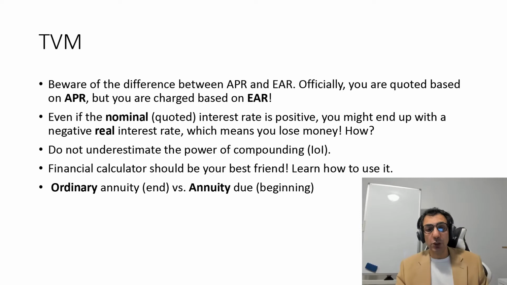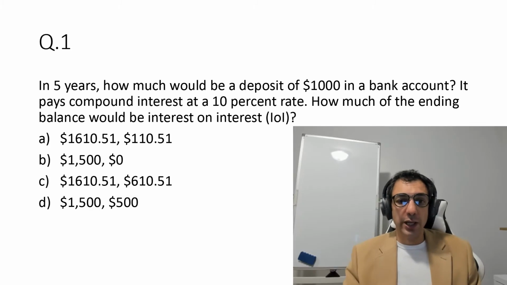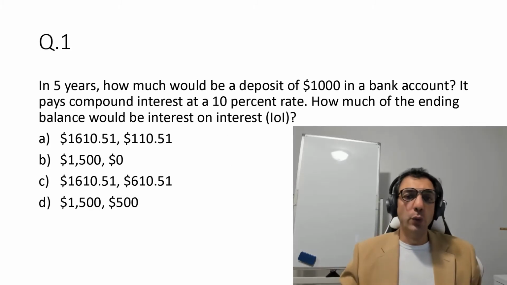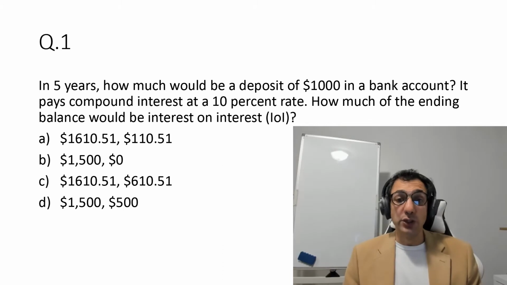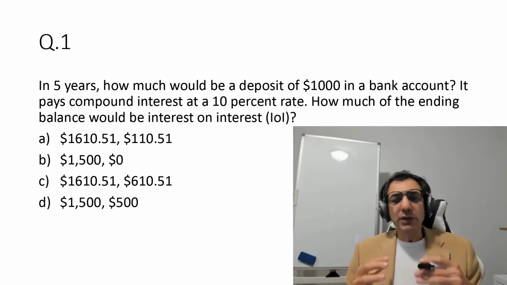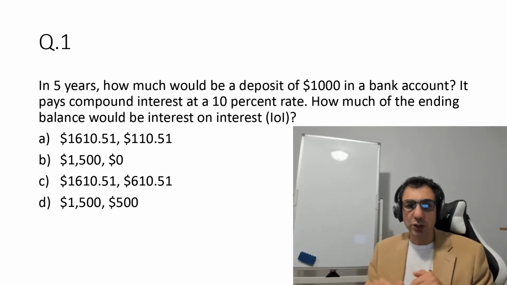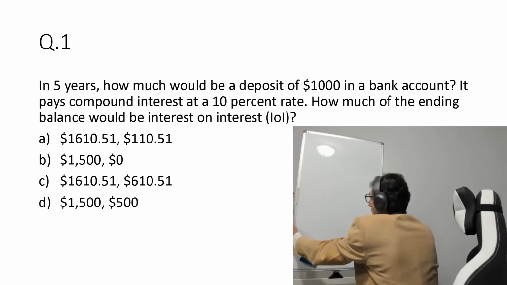Now let's look at the questions related to module 5. Here are the questions. The first question: in 5 years, how much would a deposit of $1,000 in a bank account be? So again, when you read the question, just make sure you understand which parts you have here. First of all, we're talking about the 5 years.